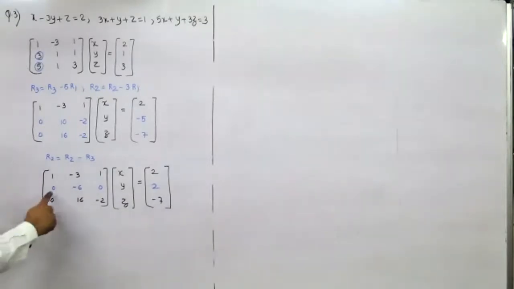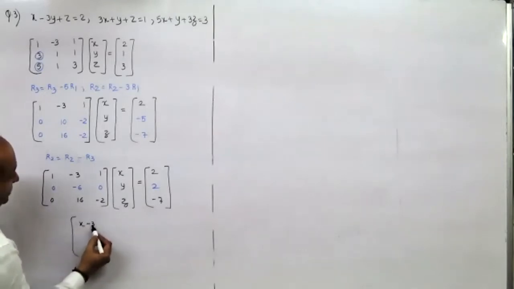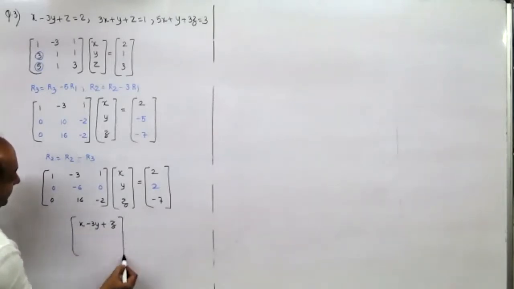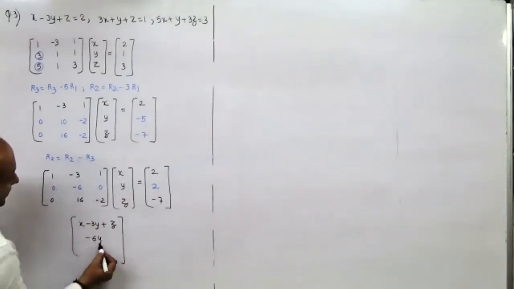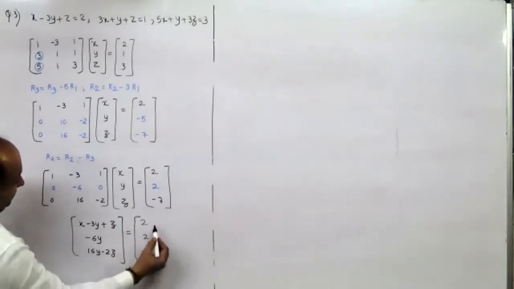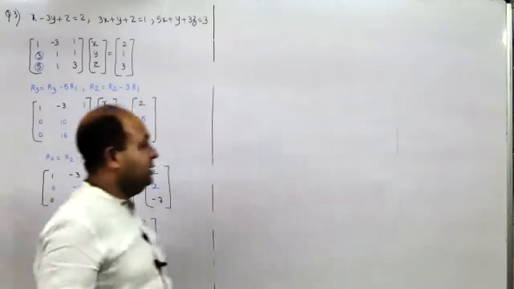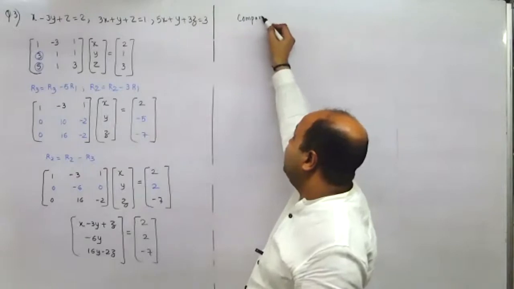Now, you have 2 zeros in one row, 1 zero in another. So, multiply both the matrices. First row, first column. So, you would get X minus 3y plus Z. Second row, first column. 0, this is minus 6y. This is third row column. So 16y minus 2z equal to 2 minus 7. When you compare, what do you get? Comparing the matrices.